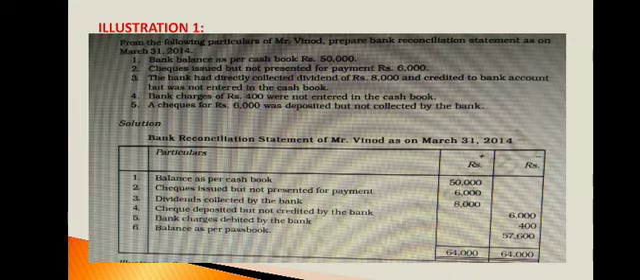Number 2, checks issued but not presented for payment, rupees 6,000. The bank had directly collected dividend of rupees 8,000 and credited it to the bank account, but it was not recorded in the cash book. Bank charges of rupees 400 were not entered in the cash book. A check for rupees 6,000 was deposited but not collected by the bank. Based on this information, we need to prepare a bank reconciliation statement of Vinod as on 31st March 2014.